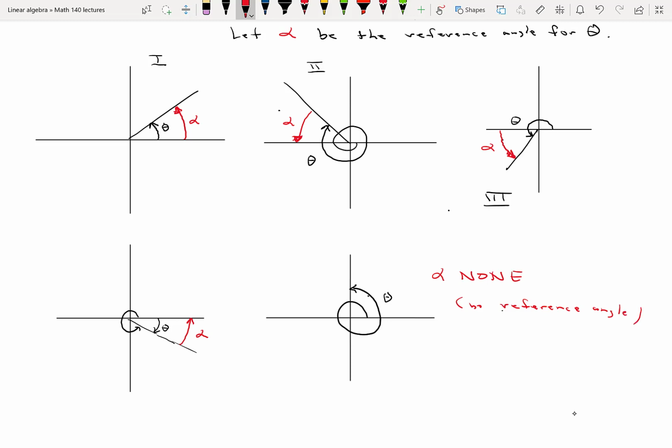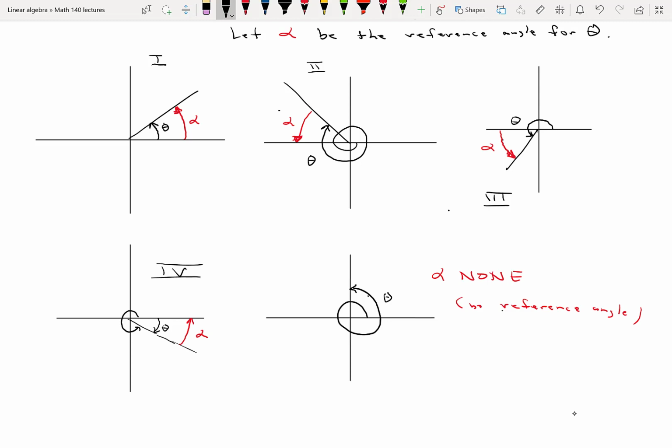So let's work backwards. What is a reference angle then? What is the reference angle? What do they all have in common except for the last one? They're all acute. That means they're all positive angles between 0 and 90 degrees, or 0 and pi over 2. Reference angles are always positive, and they never go past 90, and they don't equal 0. Look at the one in quadrant 4.